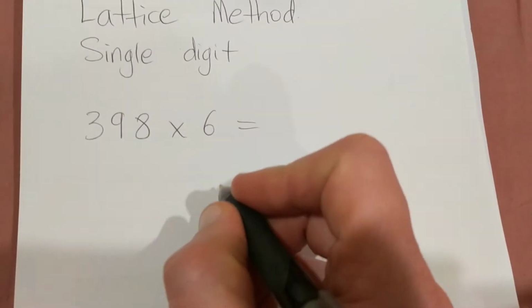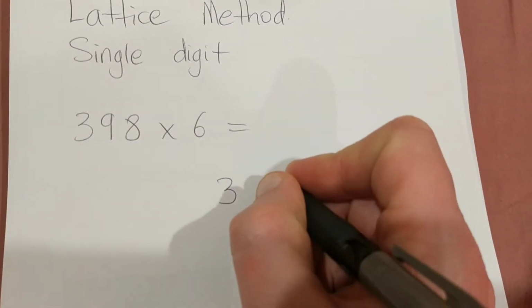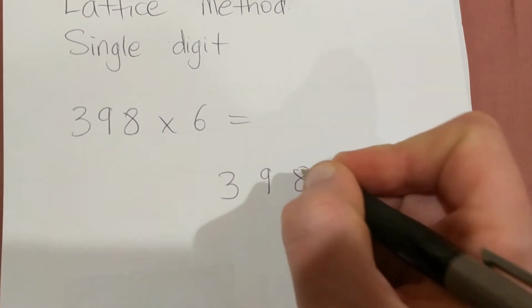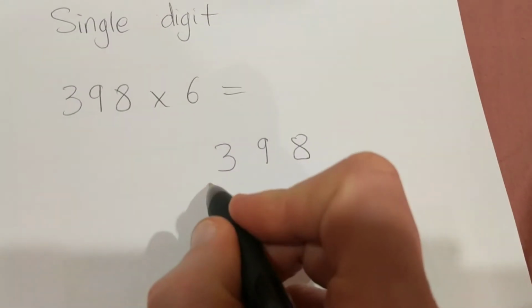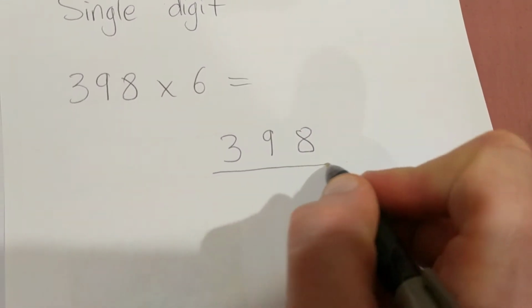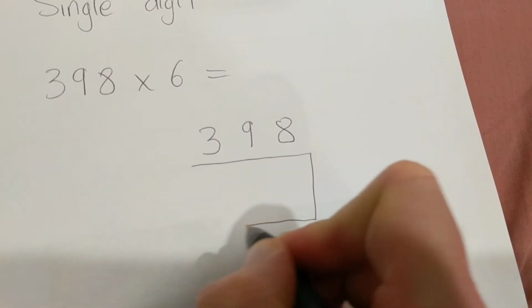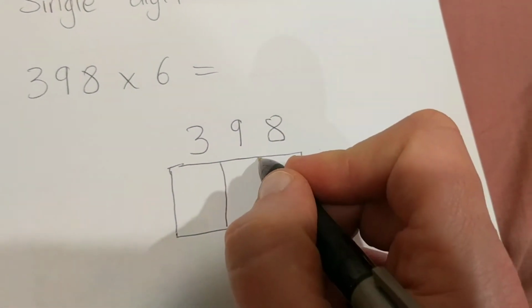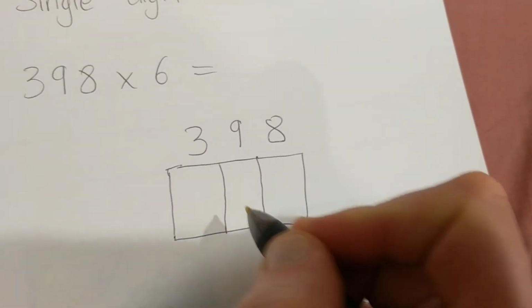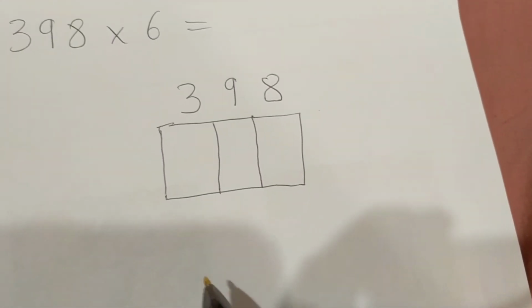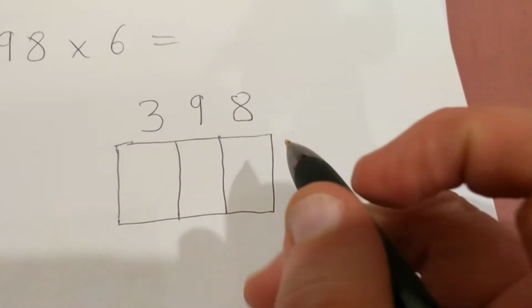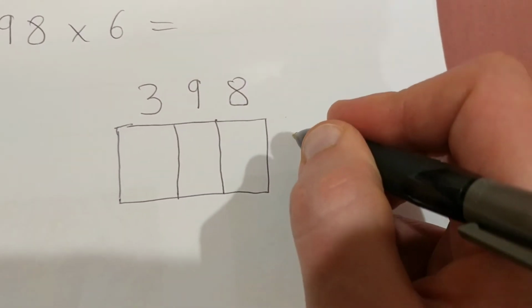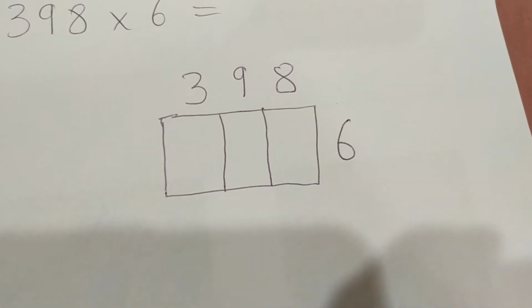So I do that by writing 3, 9, 8 at the top, spaced out nice and evenly so there's plenty of space. And then I draw my 3 boxes underneath because this happens to be a 3-digit number. You can do the same with 5-digit numbers, 4-digit numbers, however many digits there are is how many boxes you need. And we're timesing it by 6, so in this case 6 goes on the side.